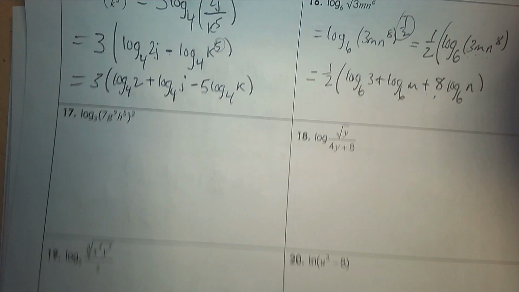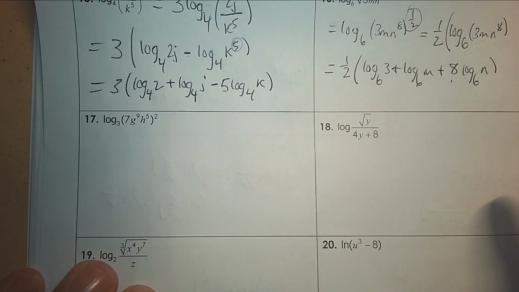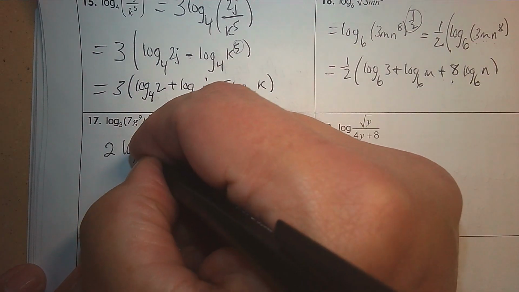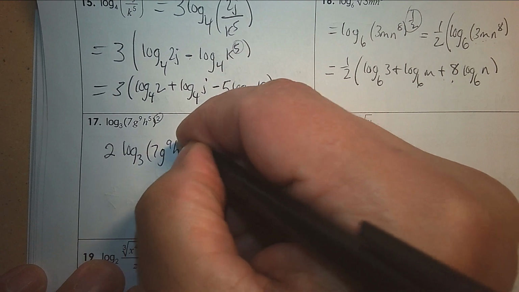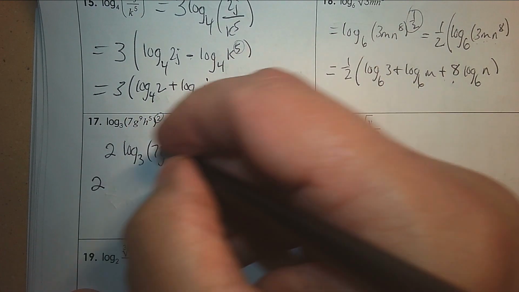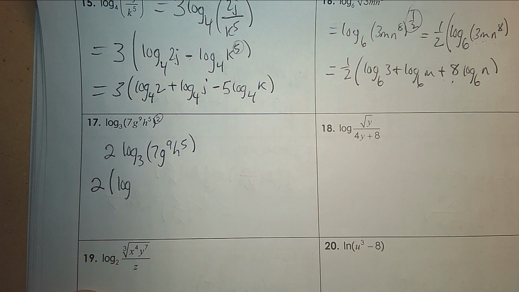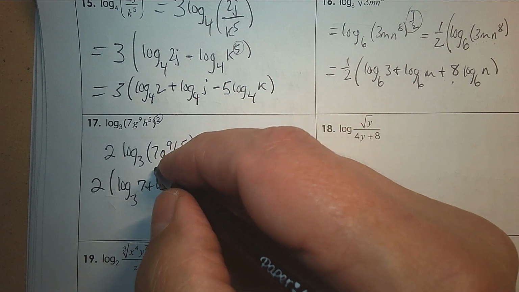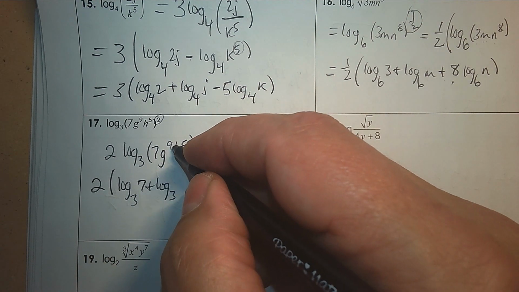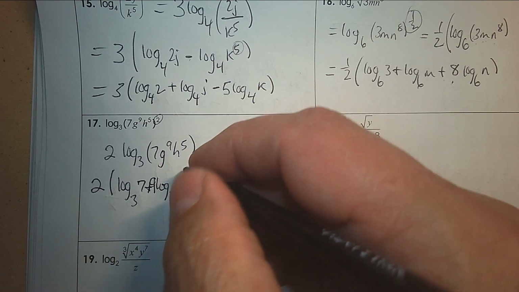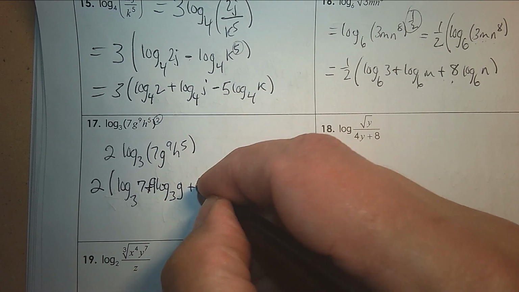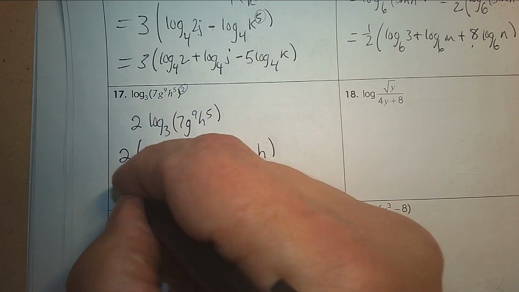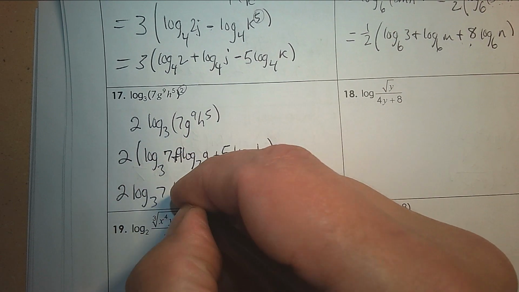17. So I'm going to take care of the 2 first. I'm going to put that in front. Then I'm going to write 2 parentheses, and I'm just going to expand it as I see it. So 7, and then g to the 9, because of the 9 in front, and then 5 in front, and the h. If you wanted to, you could now take the 2 and multiply everything out.